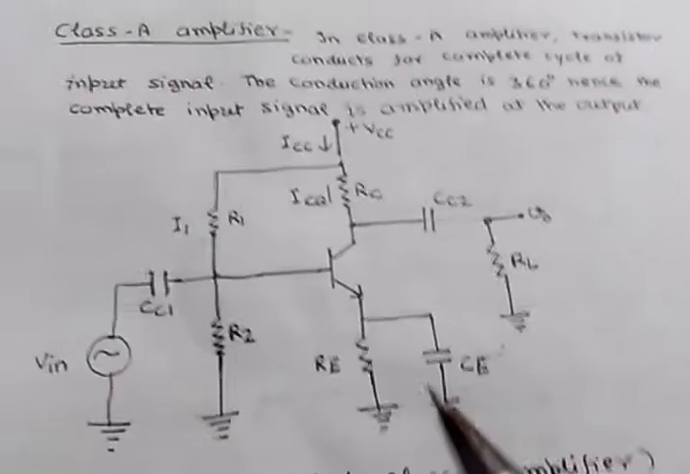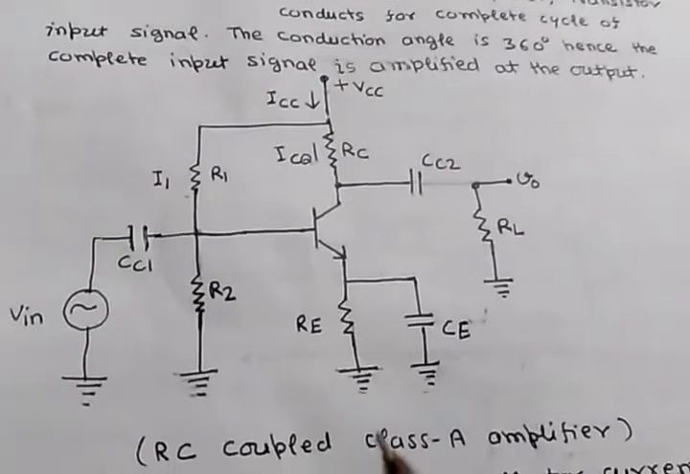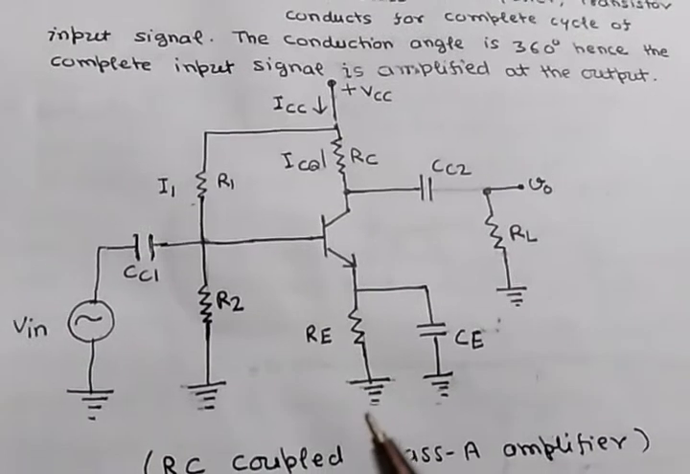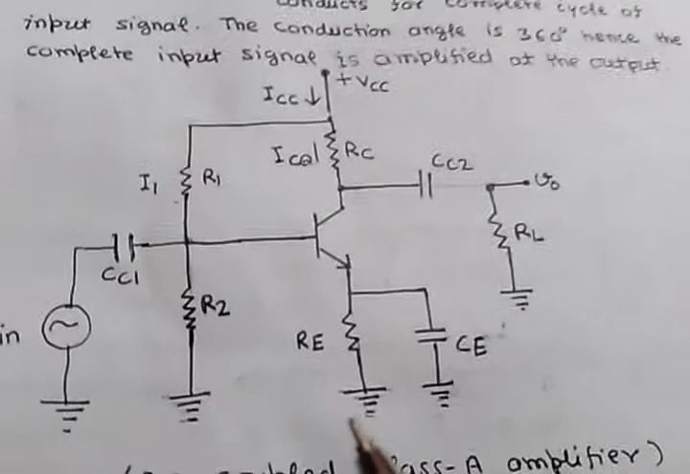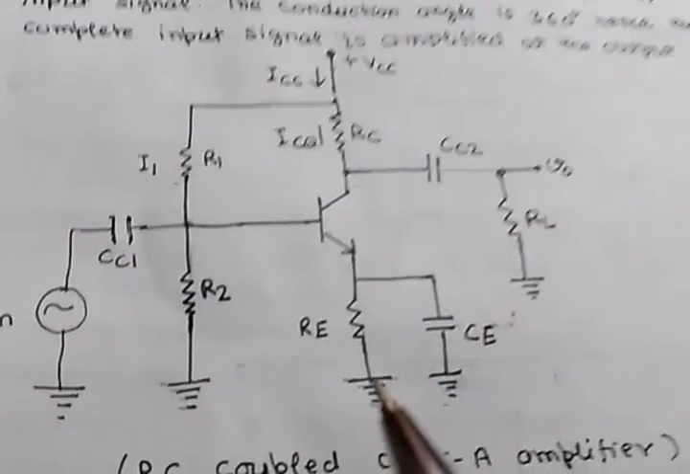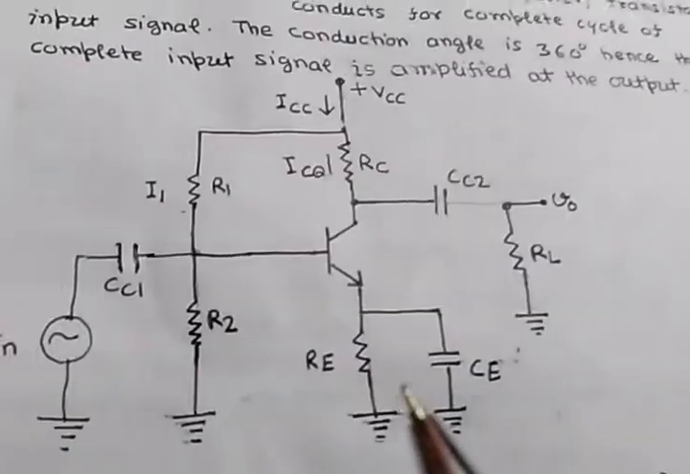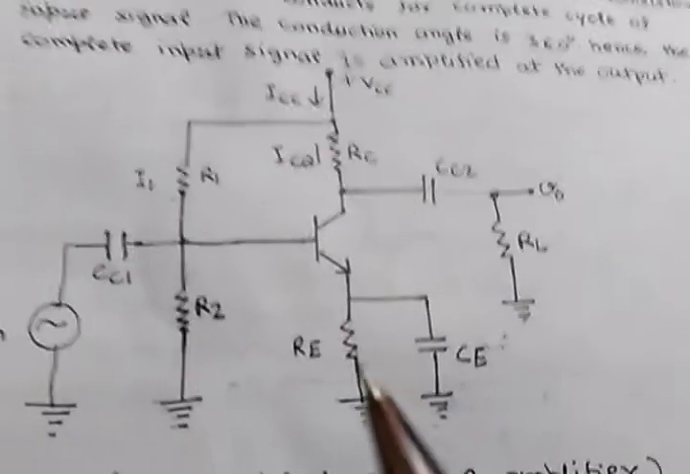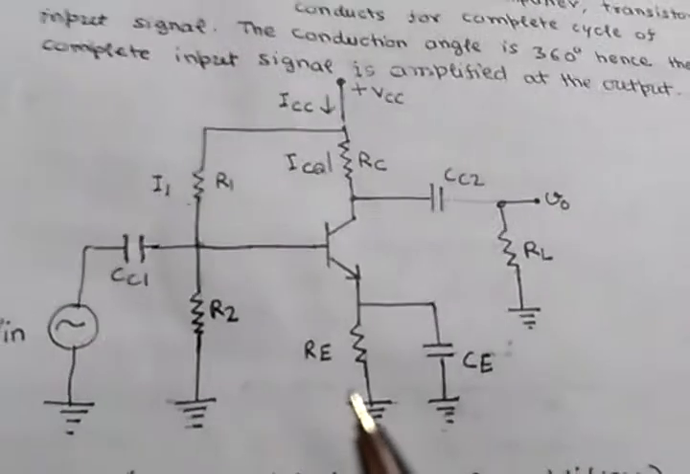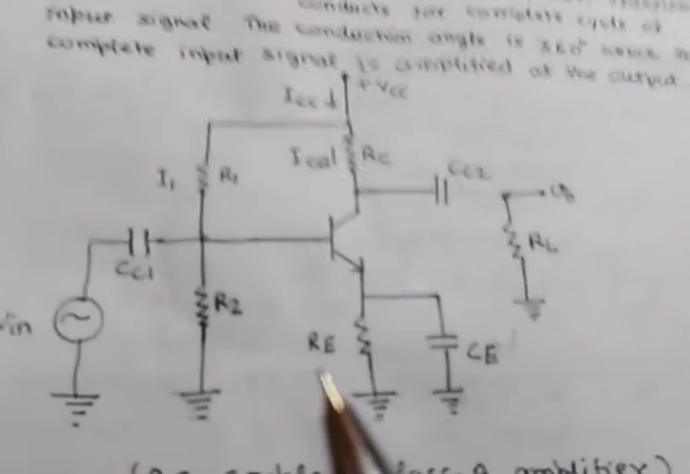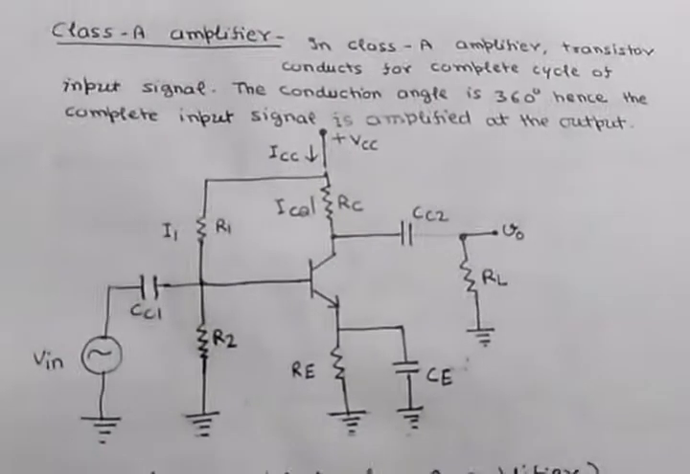This figure shows an RC coupled Class A amplifier. Actually, Class A amplifier is the common emitter amplifier which is biased at DC collector current greater than the peak amplitude of the signal collector current. So at the output we can get the complete input cycle as shown in the figure.